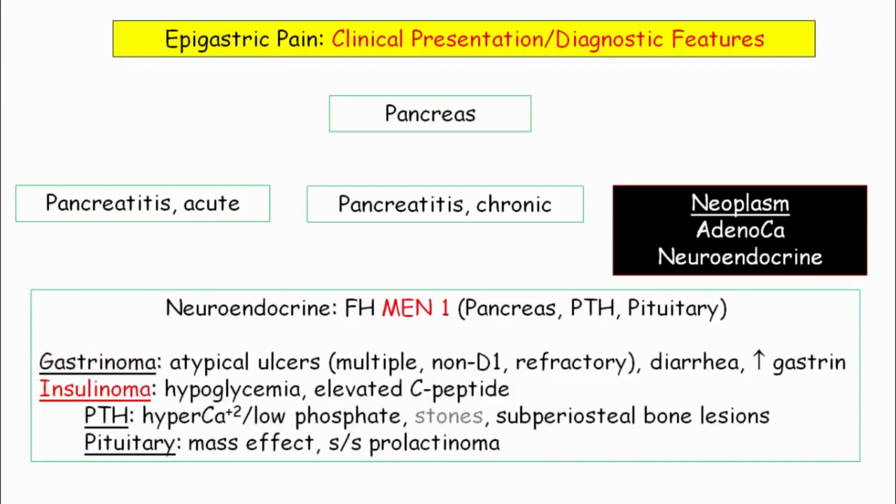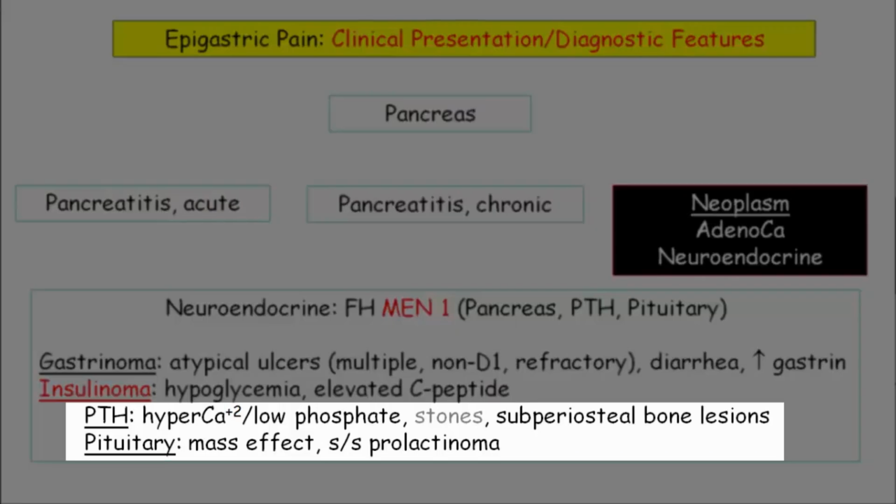The second most common neuroendocrine tumor is the insulinoma, characterized by low glucose and high C-peptide. Recall, C-peptide is cleaved from proinsulin and is used to distinguish hypoglycemia from an insulinoma from exogenous insulin administration. This slide also lists, as a reminder, the common presentation for the other components of MEN1, including hyperparathyroidism and the pituitary adenoma. Two interesting notes on hyperparathyroidism.